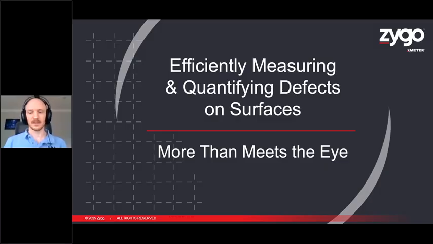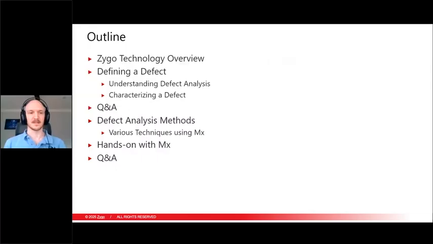So today we will be talking about defect analysis using our MX metrology software. To give a little outline, we'll start with a Zygo technology overview, where I'll talk a little bit about the systems we use and the technology behind them. Next, we'll talk about defining a defect and understanding what we mean when we talk about a defect and how we might characterize those.